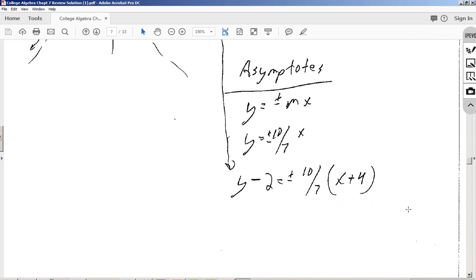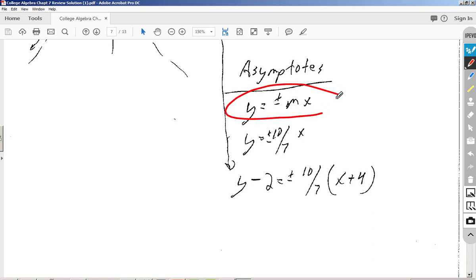Now we just have to go ahead and list the asymptotes down. So remember the asymptote equation. So here's your slope. So if you remember right, we went up 10 and over 7. So that's y equals plus or minus 10 sevenths x. Now you want to go ahead and put in your shift.